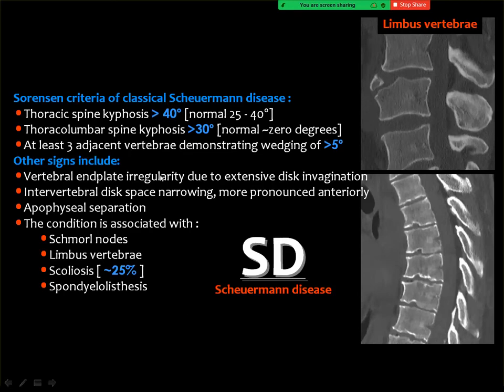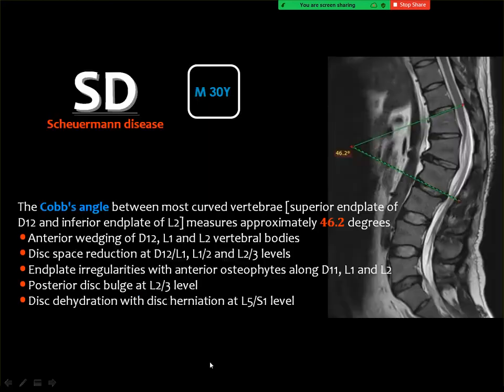Other signs: vertebral end plate irregularity, and you've got multiple Schmorl's nodes, as you can see here. Intervertebral disc space narrowing, of course, you can appreciate, and apophyseal separation. The condition is associated with Schmorl's nodes and limbus vertebra, which means that the accessory ossification center is not united with the vertebral body. Sometimes scoliosis, sometimes spondylolisthesis.